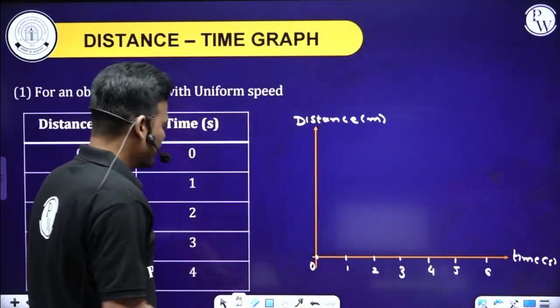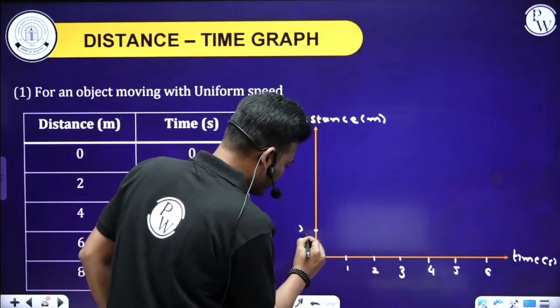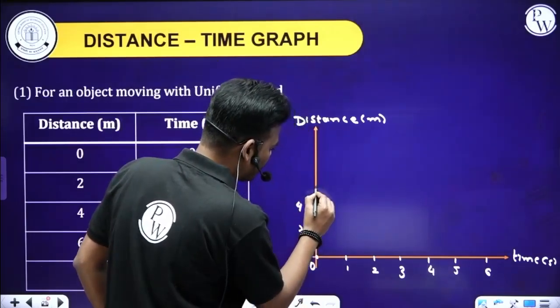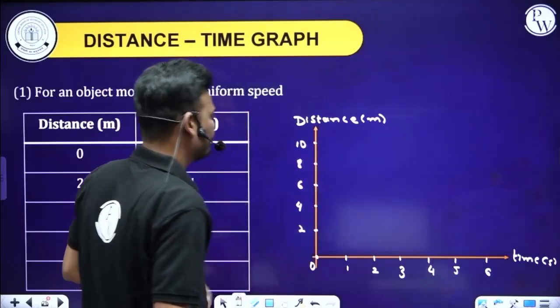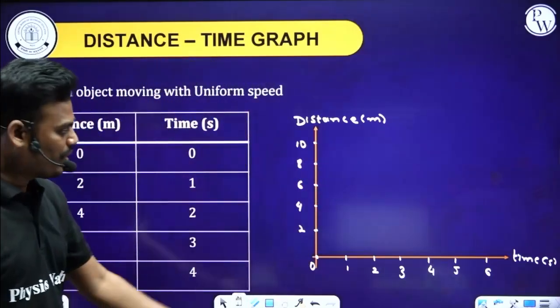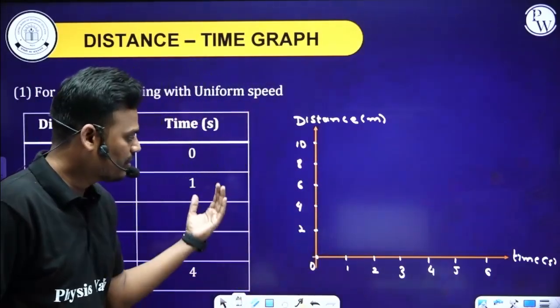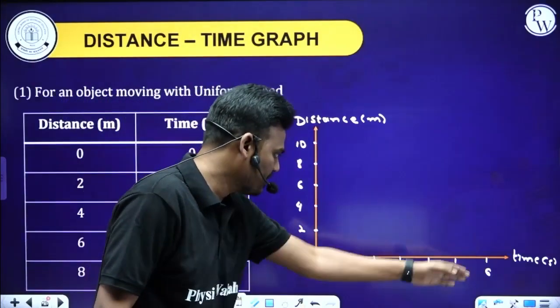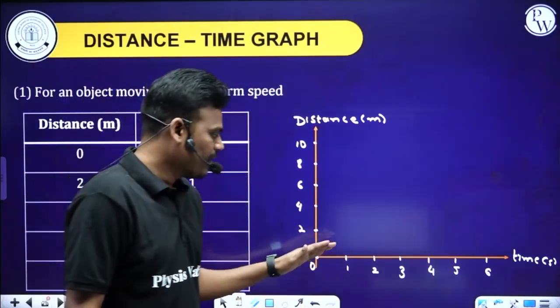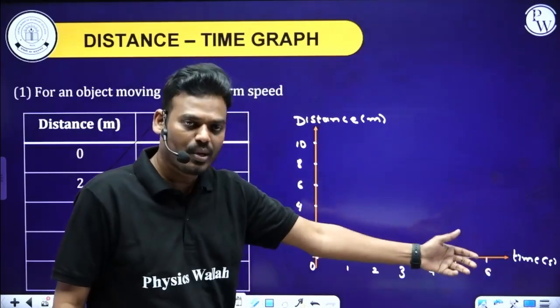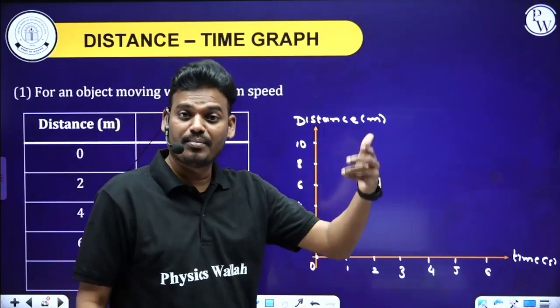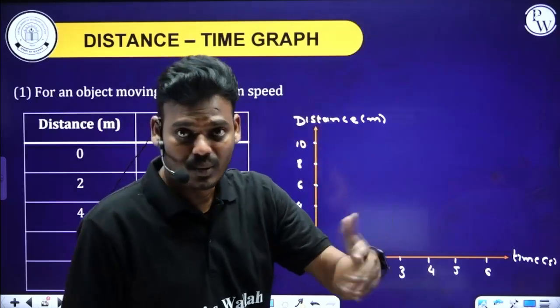Distance, let me consider: this is 2 meters, this is 4 meters, this is 6 meters, this is 8 meters, and this is 10 meters. This is our convenient scale. I have considered a convenient scale for distance and time. You can consider time as 2 seconds, 4 seconds, 6 seconds, 8 seconds and so on, and distance can be 1 meter, 2 meters, 3 meters and so on. It is up to you.